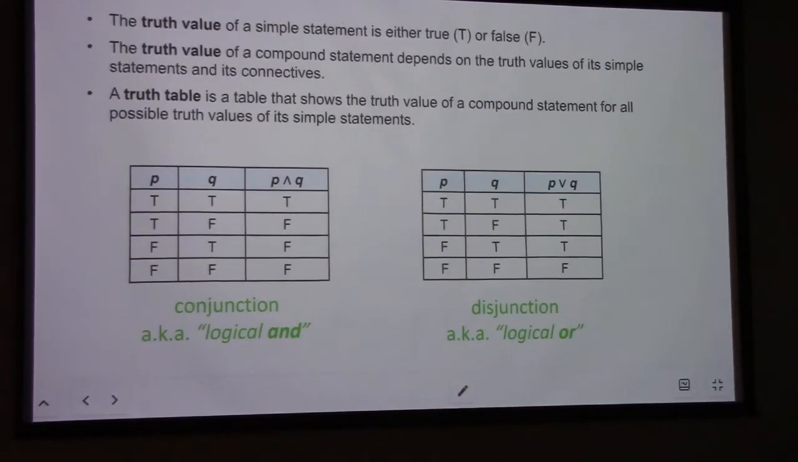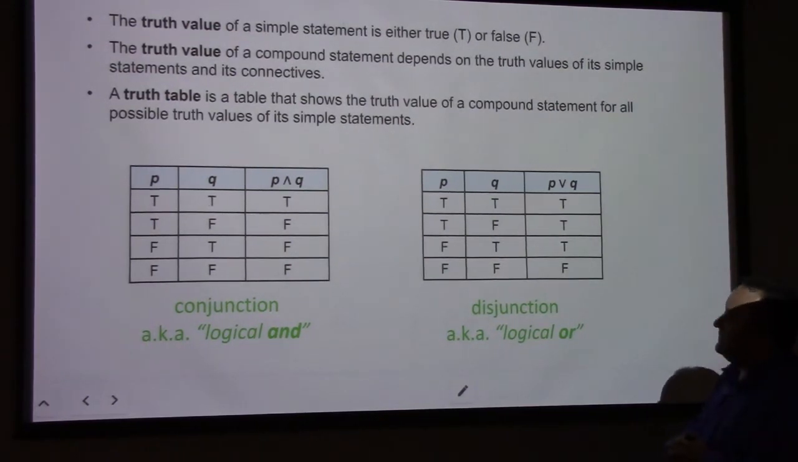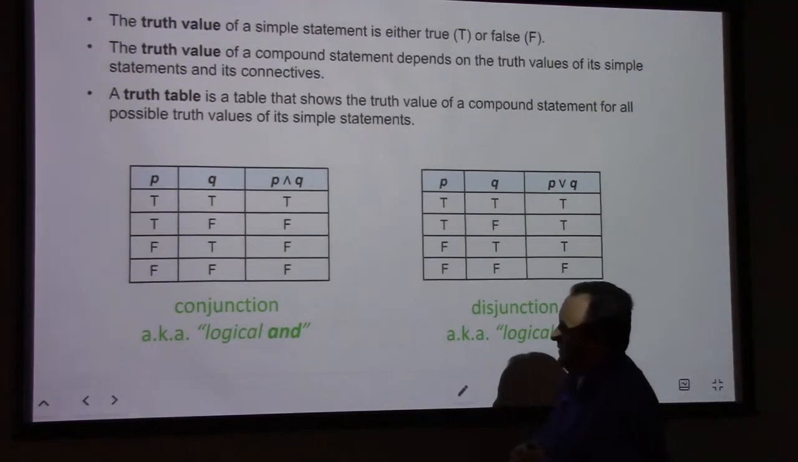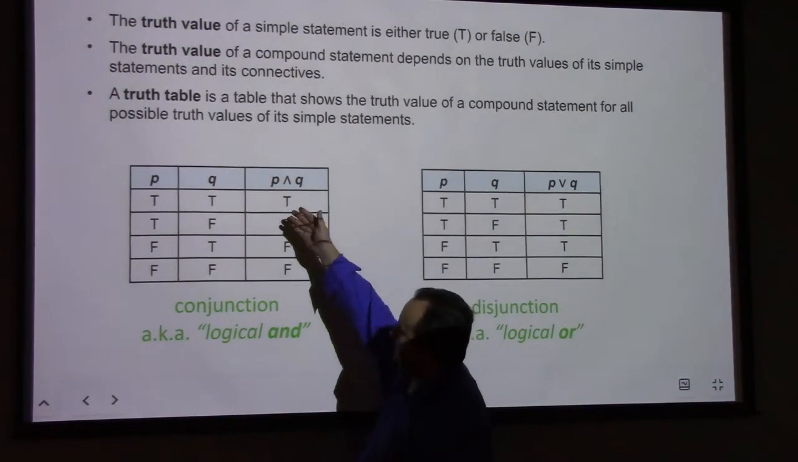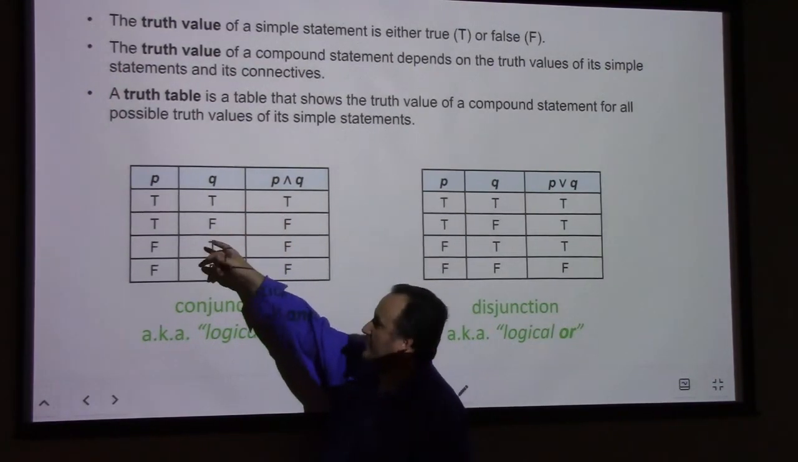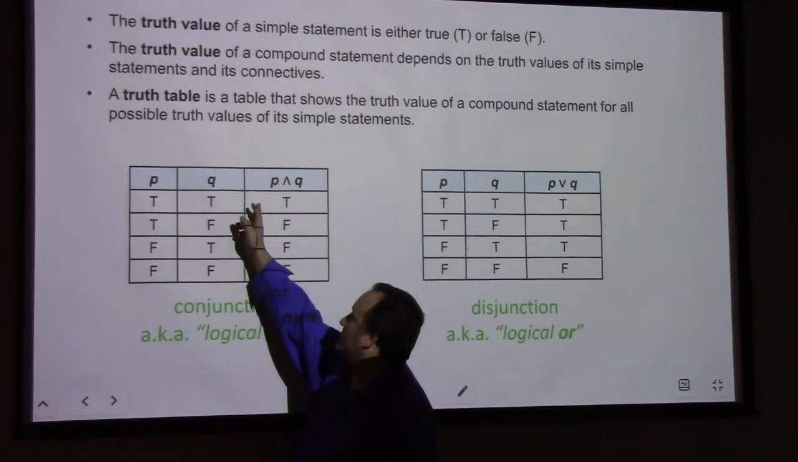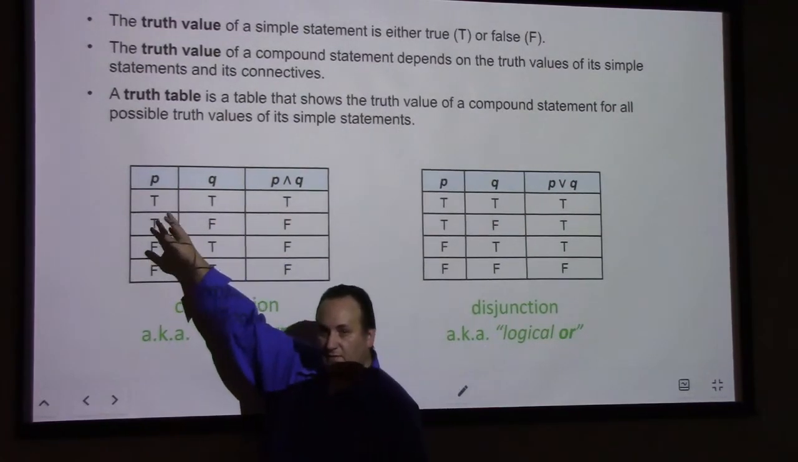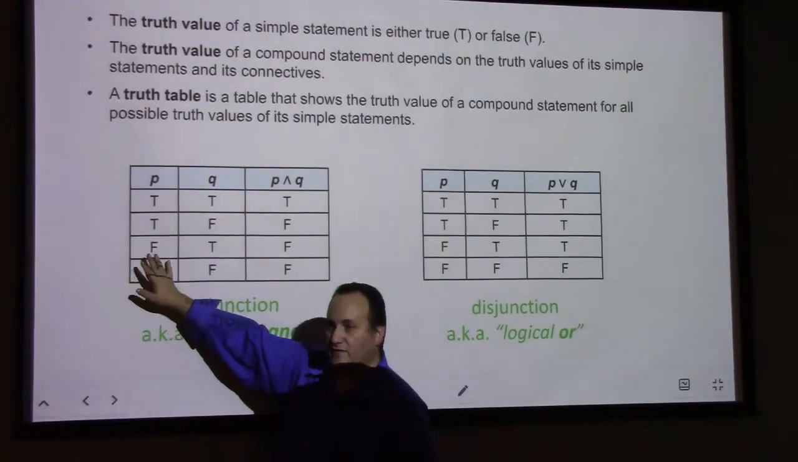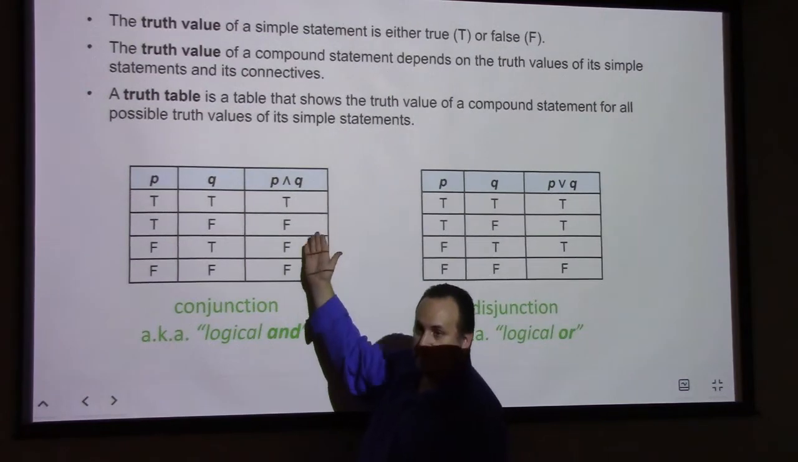Remember, we can talk about a truth table. We'll be doing a lot more of that today. So the truth value of a simple statement is either true or false. And so here we have the truth table for conjunction or logical and. Remember that P and Q is true only when what? When both P and Q are true, we get true. Otherwise, if there's one false or both false, the conjunction is false, right?